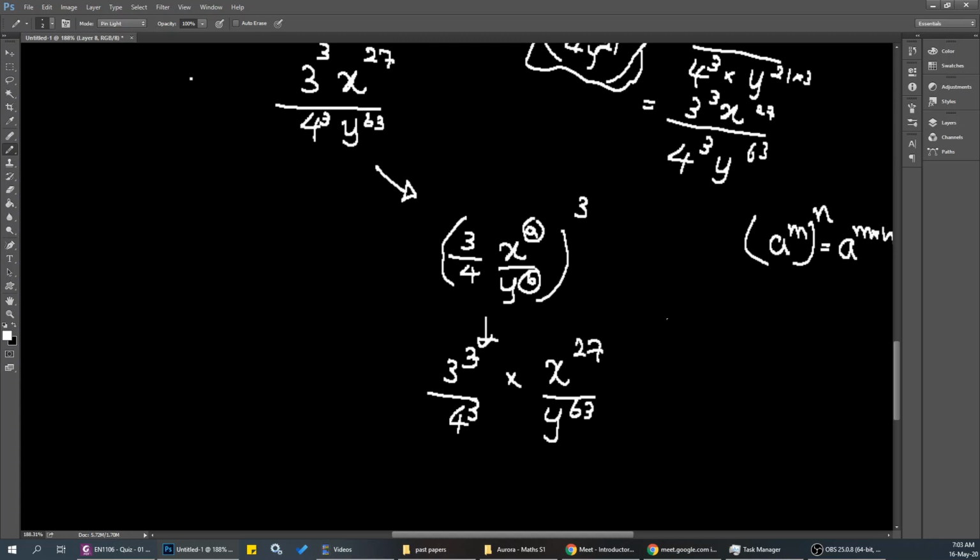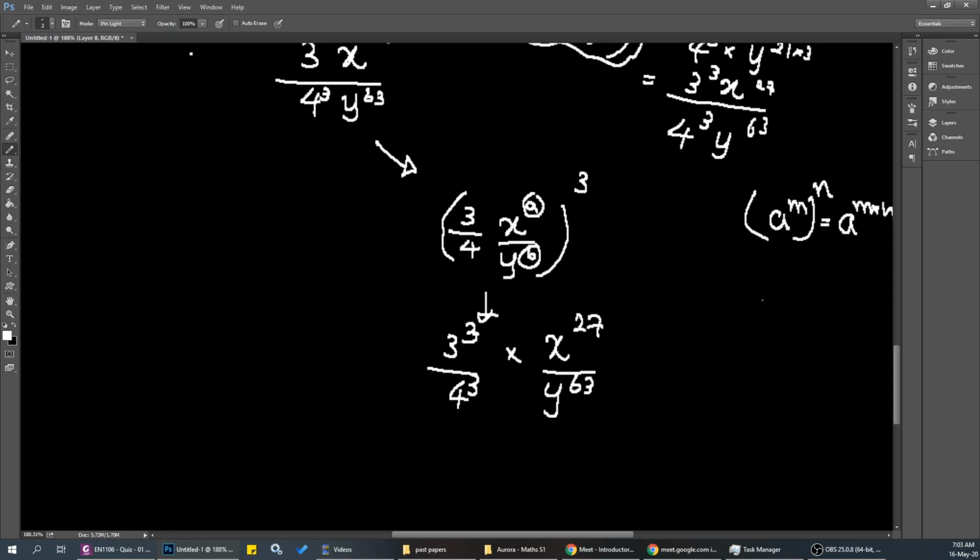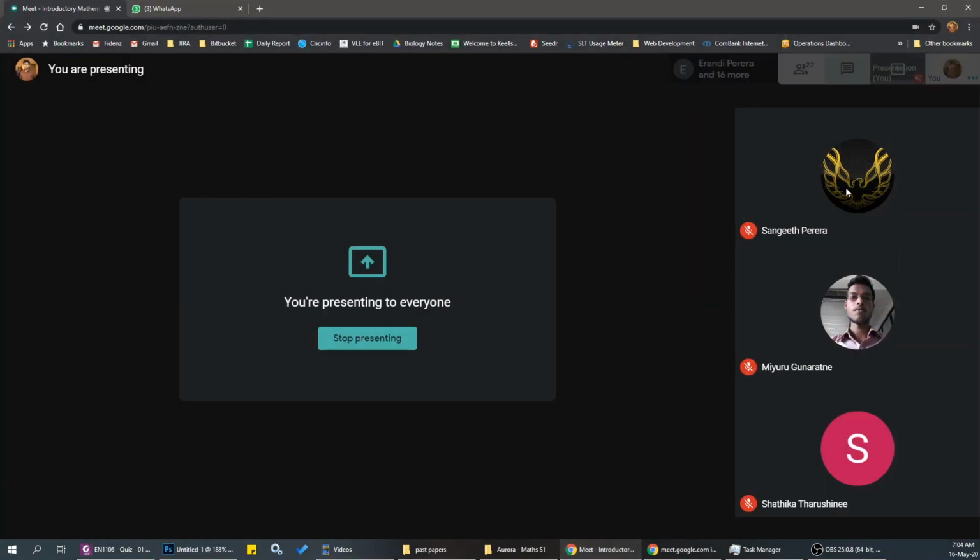Okay. Now you need to find values for a and b such that you get this one. Okay. In that case, you can see that 27 is equal to a into 3 and 63 is equal to b into 3, right? So we get a equals 27 over 3, which is 9, and b equals 63 over 3, which is 21. Did you understand, Suji?